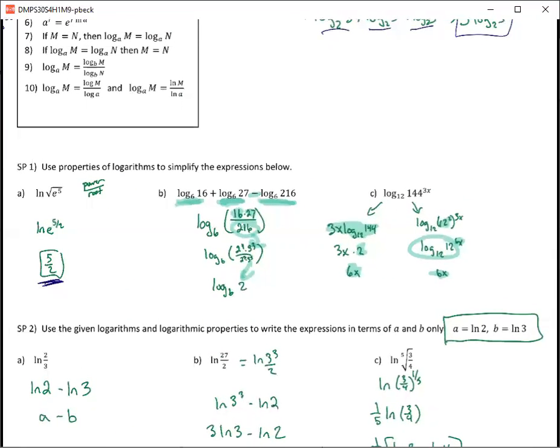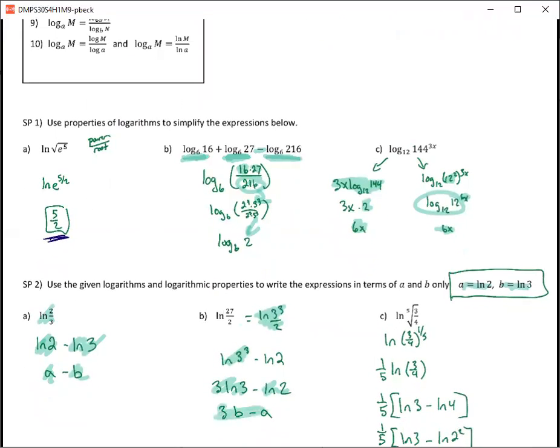beautiful. This next example, use the given logarithms and properties to write everything in terms of a and b. So I take the natural log of 2/3. That's division of the antilogs, so I subtract the natural logs, so that turns into a minus b. Natural log of 3 cubed over 2, the natural log of which is 27. So 3 natural log of 3 minus natural log of 2 turns into 3b minus a.